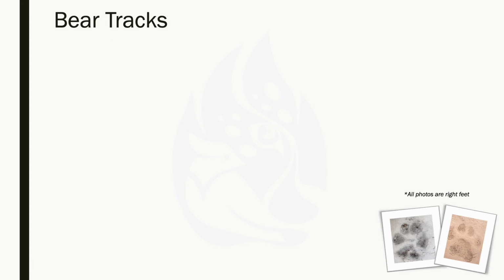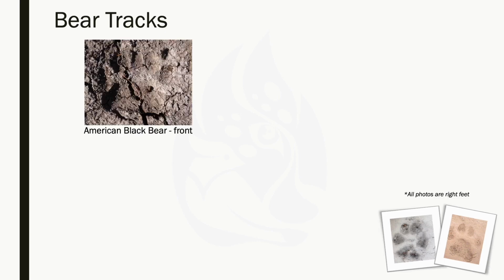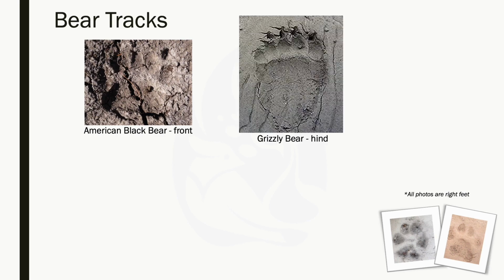Let's look now at some actual examples of bear species. So the first one we have is an American black bear. And this is a front track. There's no heel pad showing. You can see the 5 toes across the top. If you look carefully, there is a low toe on the inside, which is a right foot. These are all going to be right feet. And you can see that palm pad is wider to the outside than it is to the inside. And you can also see, if you look closely, some nail marks there.